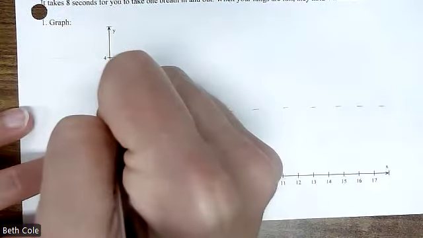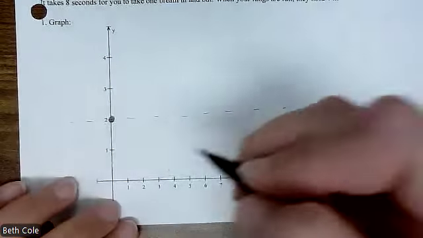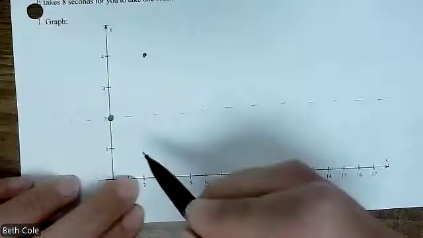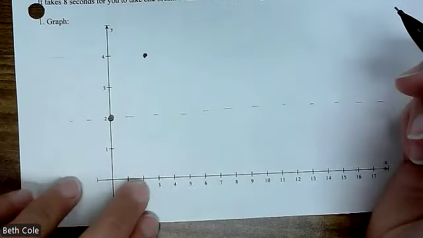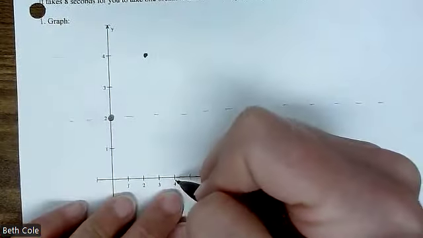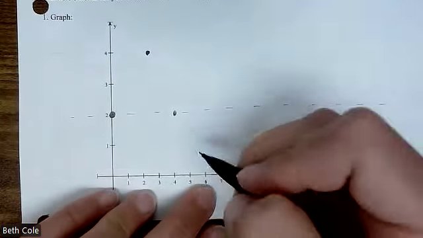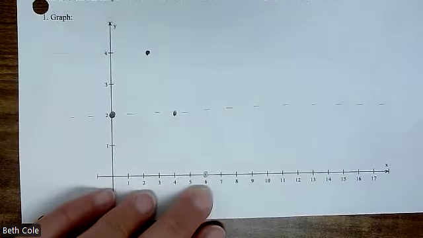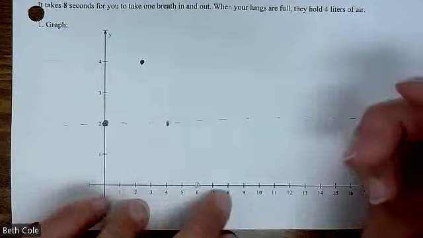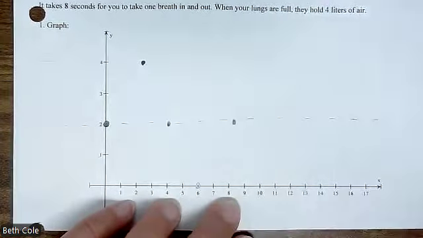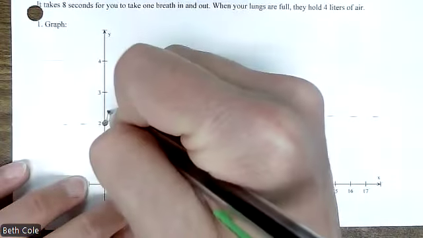So we're going to start in the center. We're going to breathe in. So we're going to go up to 4. So at 2 seconds, you're going to be up to 4 liters. And then at 4 seconds, you're going to be back to your center line. At 6 seconds, you'll be down to nothing. Again, I think just in theory, we're going to say that it's nothing. I don't think your lungs can actually be fully empty. And then at 8 seconds, you'll be back to the center. So do you see how I made it take 8 seconds to complete one breath in and out? 8 seconds was the period of the function.